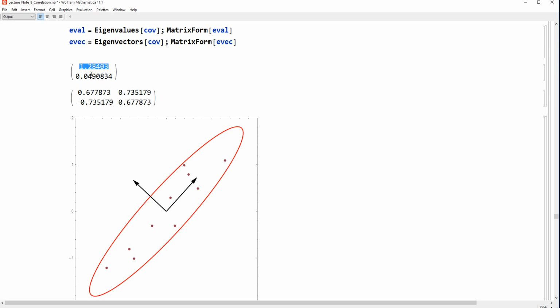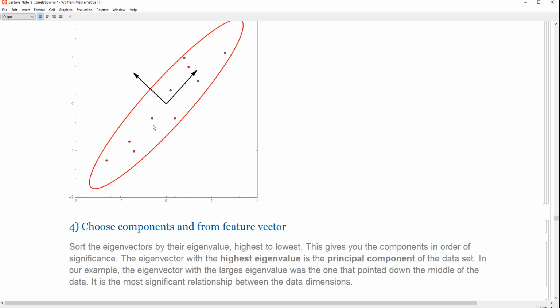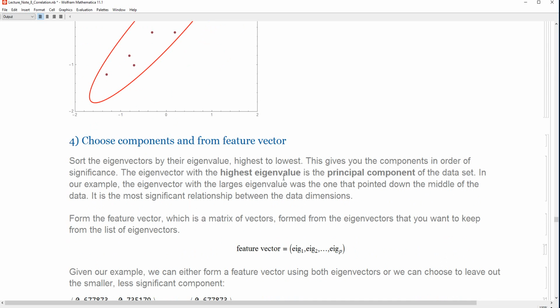And the ellipse that I draw here is the 95% contour, so 95% of all data points are in this region. You can think of the eigenvectors as showing the major axes of this ellipse. That's actually how it's computed.